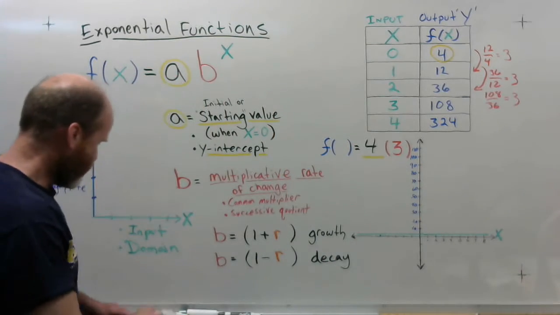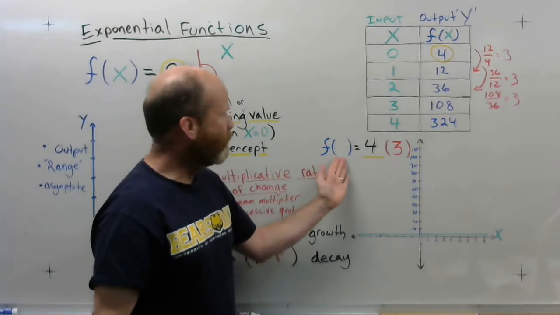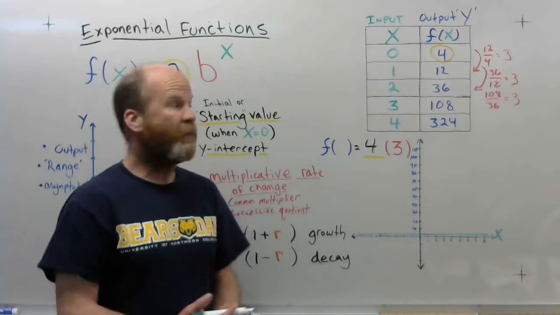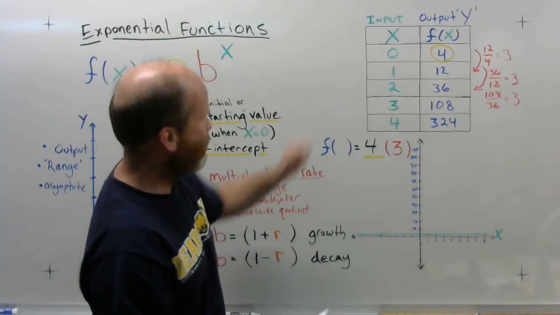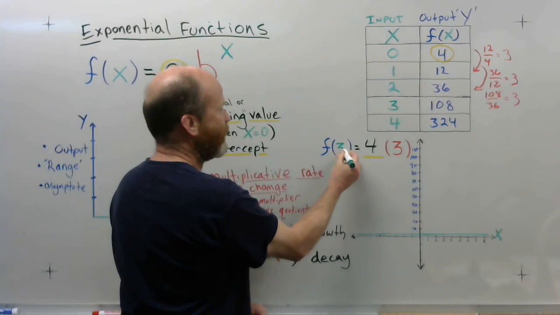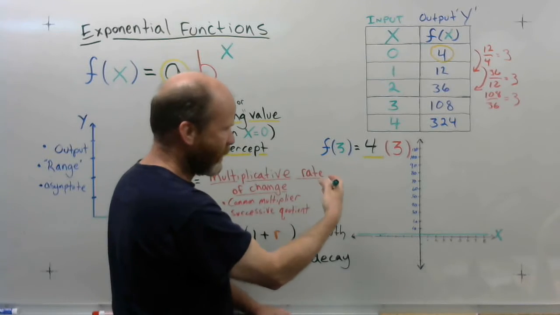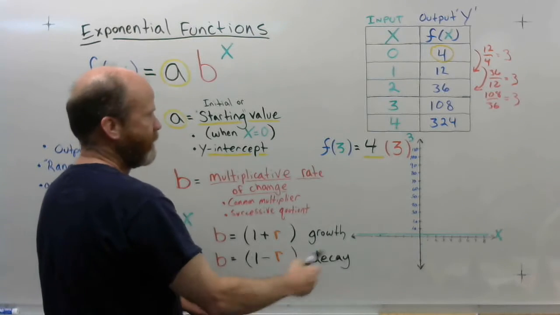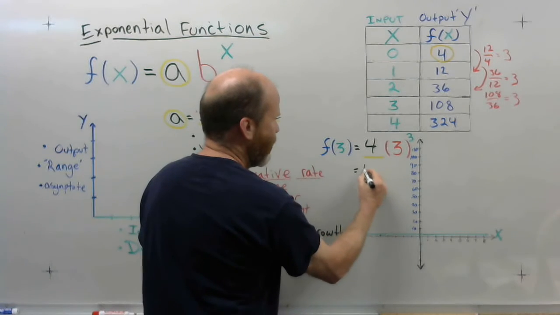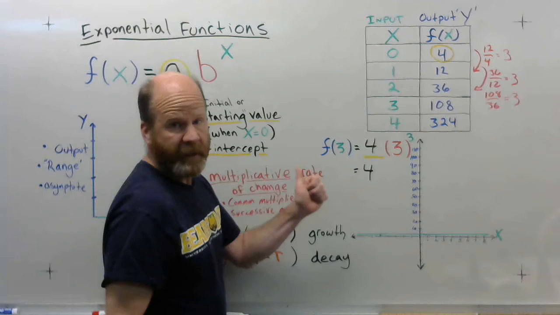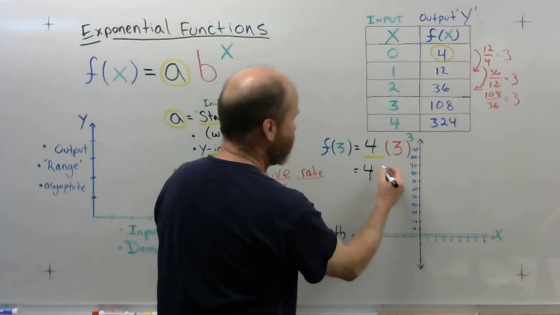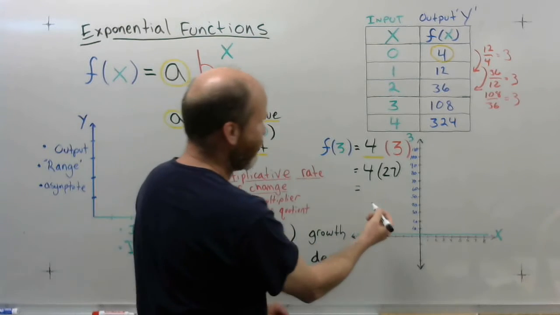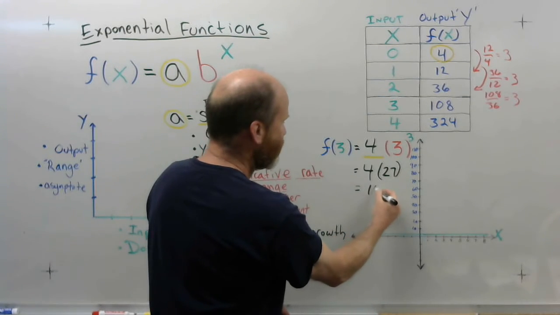So now I have a function where if I do an input, it will be 4 times 3 to the input power. So let's just take a number like 3. So I'm going to do f of 3. If I input a 3 into this function, that means that my exponent right here is going to be 3. And if I do the math right here, bring down my 4, 3 times 3 is 9, times 3 is 27. So we're going to multiply this by 27. And then if you continue your calculations, you will find that this is 108.